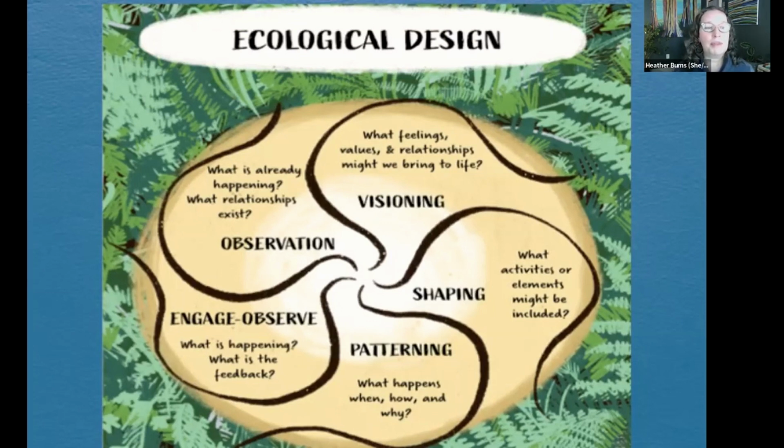And from there, moving into what's typically called planning, it's more shaping and patterning what activities or elements we might include and why, when, and how it happens. So the main difference with ecological design is that there's an extended time around visioning and observing, especially observing. When we jump into planning, as we most typically do, we're going to plan anything or design anything.